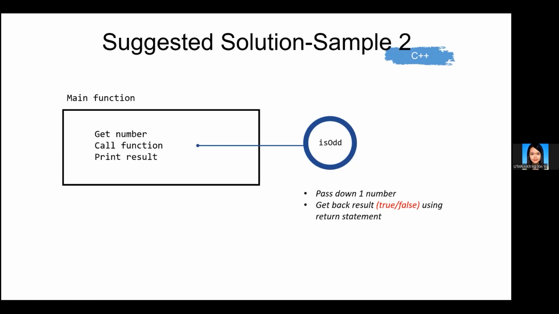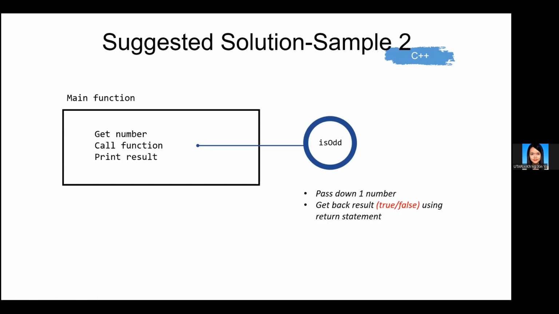If the number is odd, I want the function to return the answer of true to me so that I know that, okay, the answer is true, and then I will just print out it is an odd value to the user. And if the answer is false, then I get the false answer, and I will just print out it is an even value to the user. So after that, once we get back the result, we will just print out the information needed to the user.